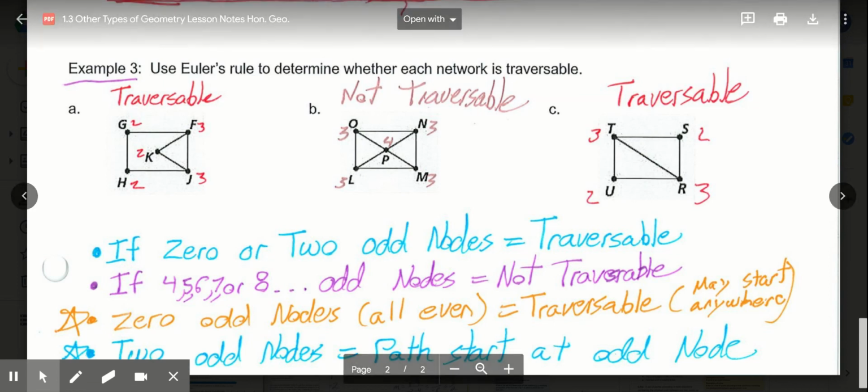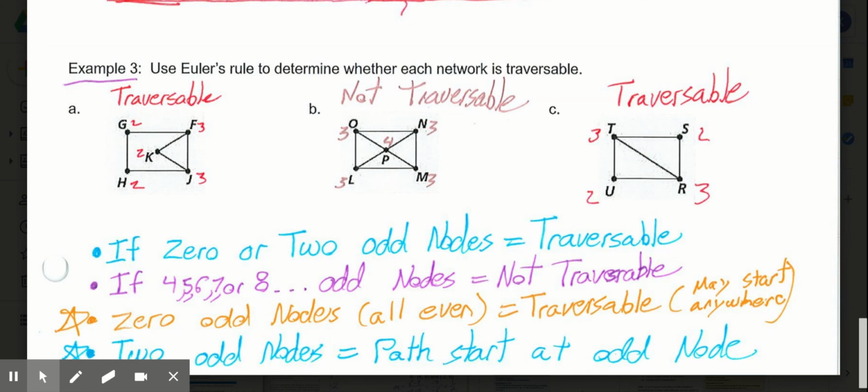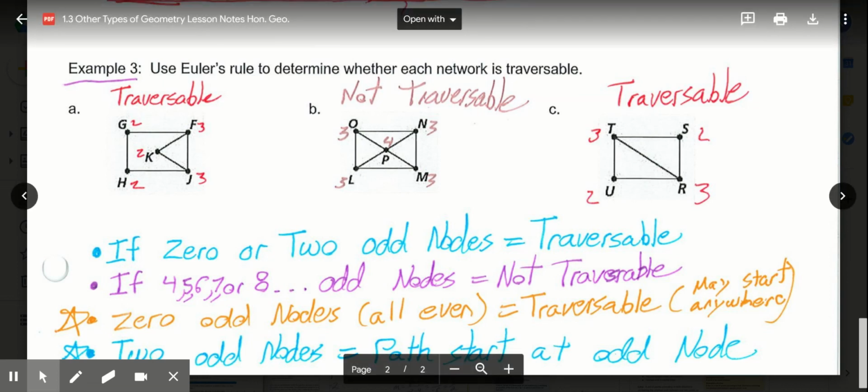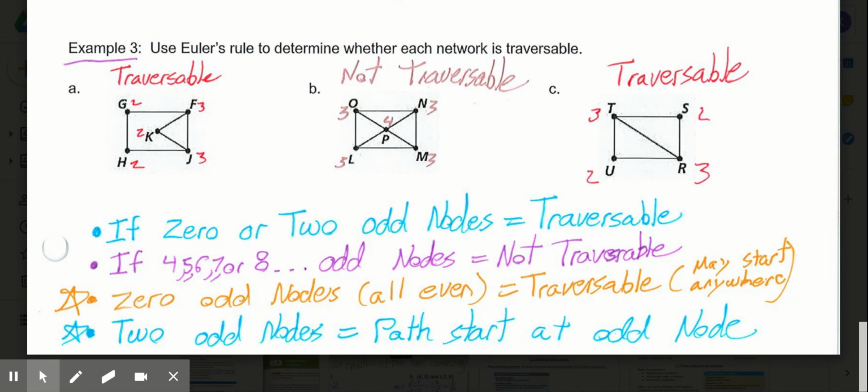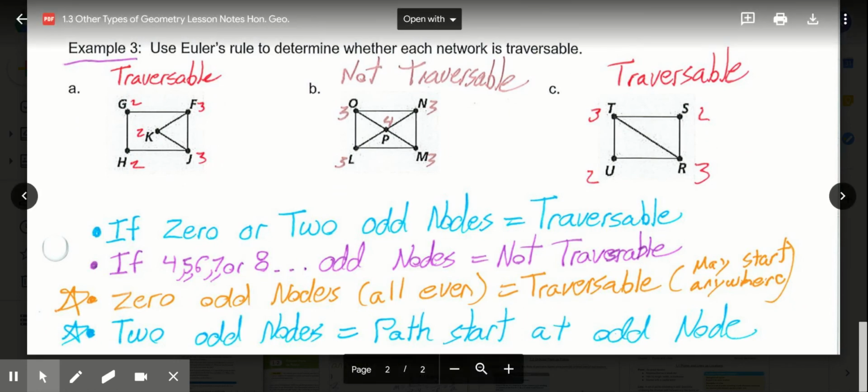And in B, 1, 2, 3, 4 of my nodes ended up being odd, so it is not traversable. And in C, again, counting the arcs at each node, 3, 2, 3, and 2, 2 odd nodes, so that network is traversable. So again, for today, the big concepts, graph theory, and whether a network is traversable or not, you're mainly looking at these two bullet points here.